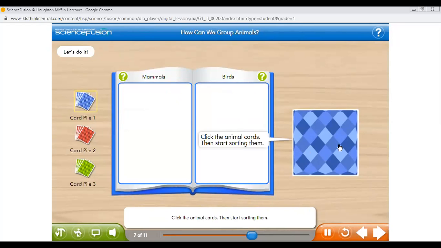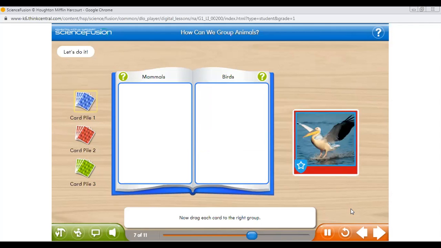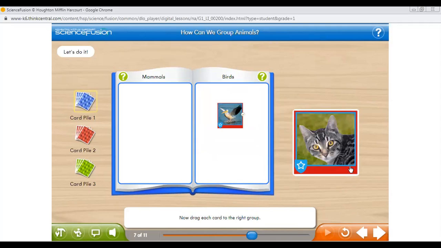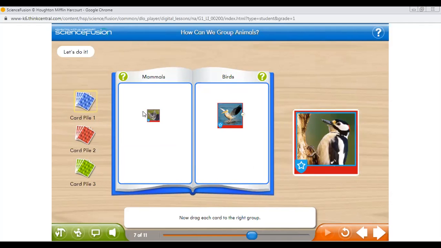Click the animal cards. Now drag each card to the right group. So what is it? Is it a mammal or is it a bird? Look at the picture. What is it, mammal or a bird? Yes, it is a bird. Now look at the other picture. What is it? Look at its body. First you have to look at its body. What does it have? It has fur. So what is it? It is a mammal.